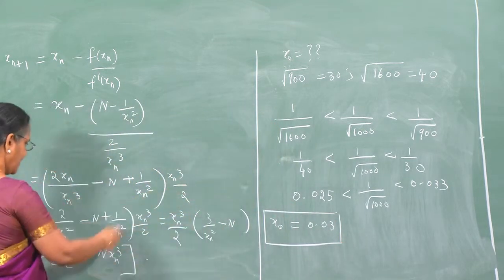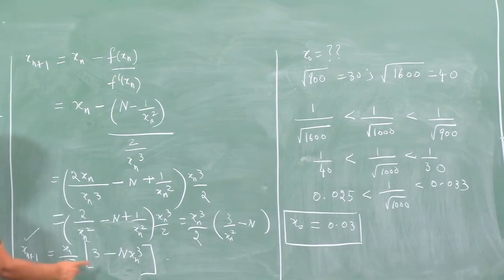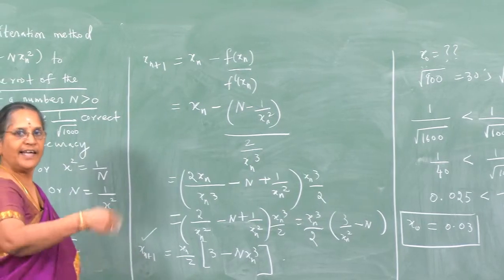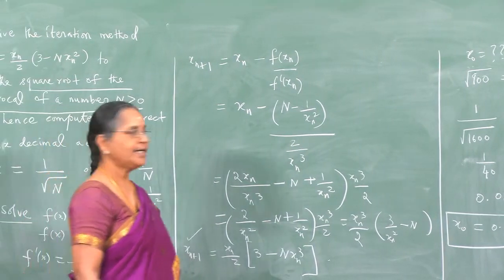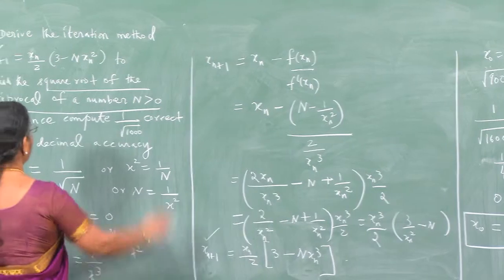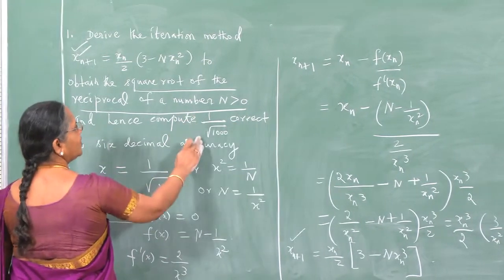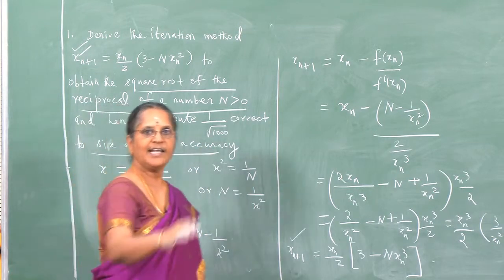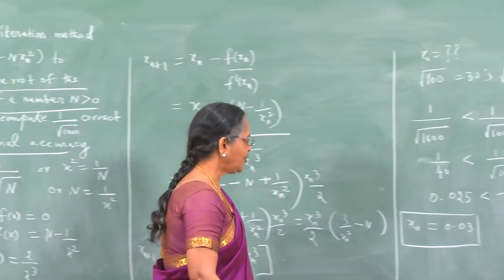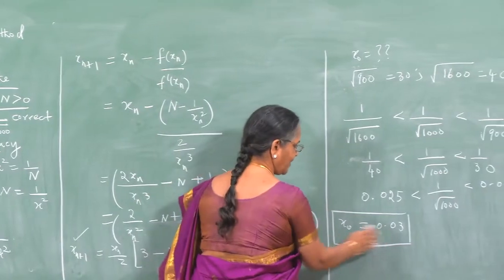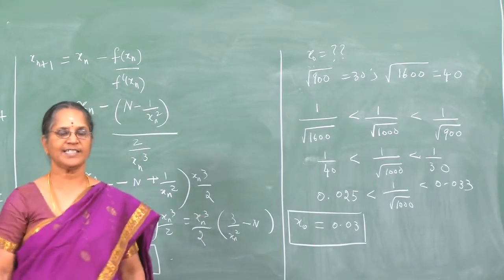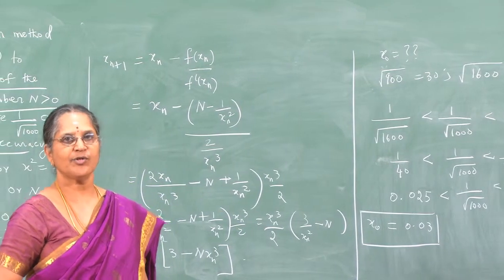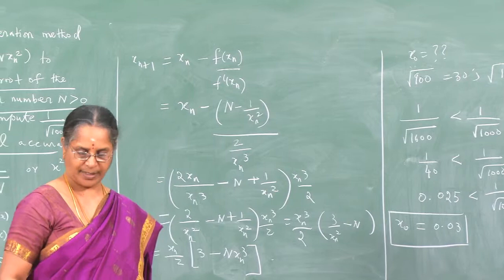So, once I know x naught, I make use of this iteration scheme and find what x1 is and then x2 is and so on. And the problem says determine this 1 by root of 1000 correct to 6 decimal accuracy, and I leave the rest of the computations for you to complete. Starting from x naught, you work out the details and then find out what is 1 by square root of 1000 correct to 6 decimal accuracy.